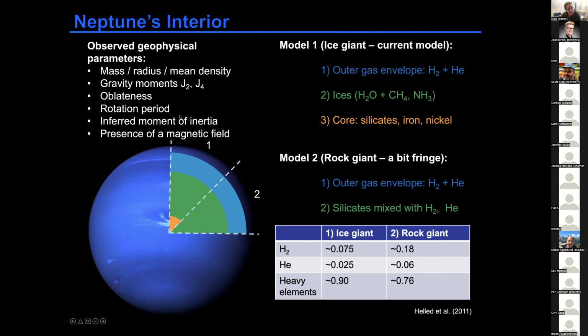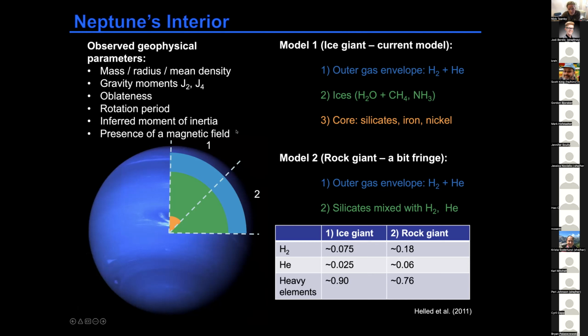We've got a few measurements of the gravity field, so the gravity moments. The error bars on those are quite large, but we do have them. We've got some oblateness, so we can tell Neptune is slightly squashed, and that tells us something about its shape and gravity field also. We think we know something about its rotation period, so we've got the rotation period of the magnetic field, but there's also rotation periods that can be derived from the winds in the stratosphere. So there's a bit of disagreement on the rotation period, but we know it to within about an hour or so. It's quite dependent on the assumptions.